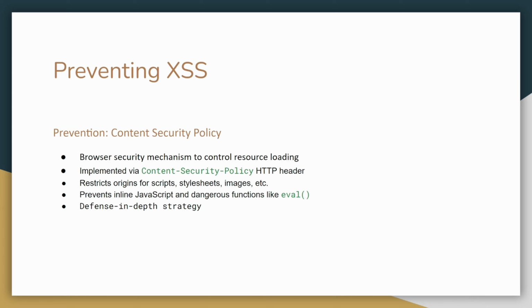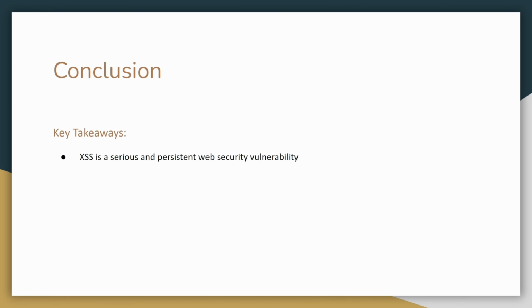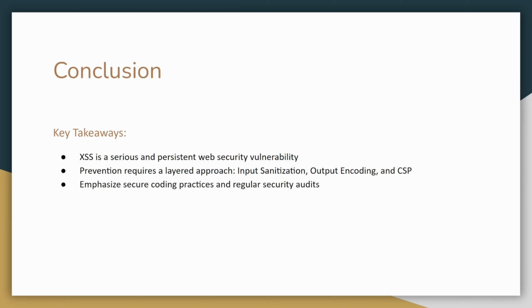Well, now that we have gone through the whole presentation, these are some of the key takeaways. We learned about XSS and how it works, and we also learned that XSS is a persistent web security vulnerability. We also learned the different types of XSS: reflected, stored, and DOM-based. We learned about prevention methods such as input sanitization, output encoding, and CSP. We have to emphasize safe secure coding practices and regular security audits so that we can find these vulnerabilities as quickly as possible and rectify them so that they won't be exploited.